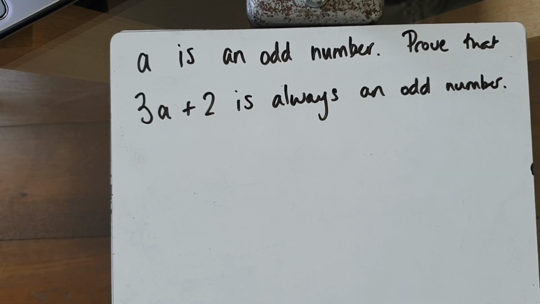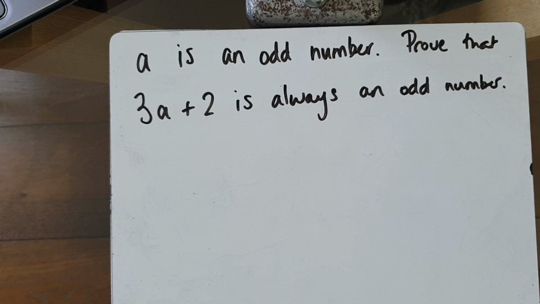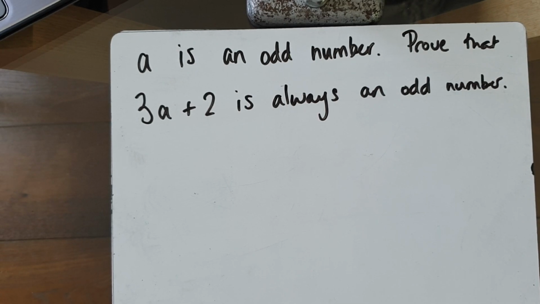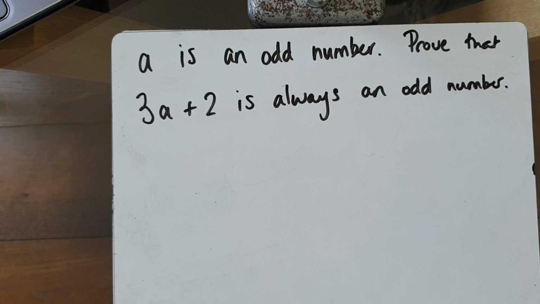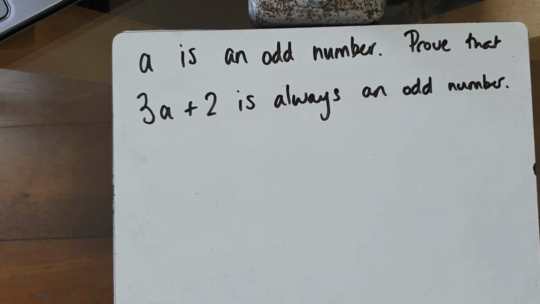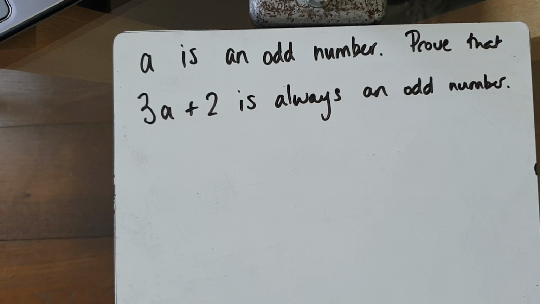Last one, this is slightly different. A is an odd number. Prove that 3a plus 2 is always an odd number. I'd like you to pause the video and have a go at this yourself. Then I'm going to go through it and you can check whether you're correct or not. So pause now and have a go.